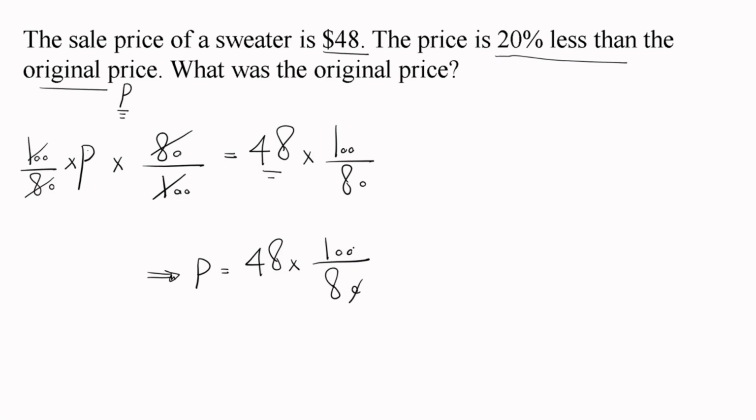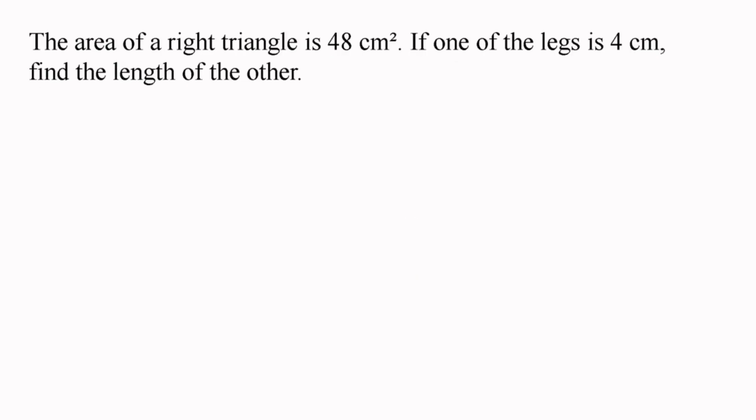I can drop a 0. I can divide both of them by 2. It's going to be 5. It's going to be 4. I can simplify this one by 4. It's going to be 1. This one by 4 is going to be 12. And 5 times 12, it's going to be $60. This is the original price of this item. Let's solve the next example.